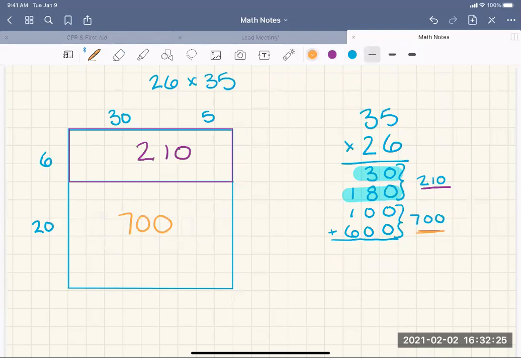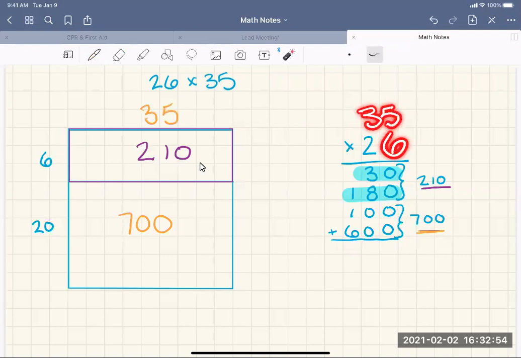Okay, so previously we've taken apart our numbers for our partial products. And here we're kind of putting them back together, or we're putting half of them back together. So we're making this 35 times 6 and then 35 times 20. Okay, so we're kind of splitting it up into 35 times 6, which gives us this answer, and then 35 times 20, which gives us this answer.